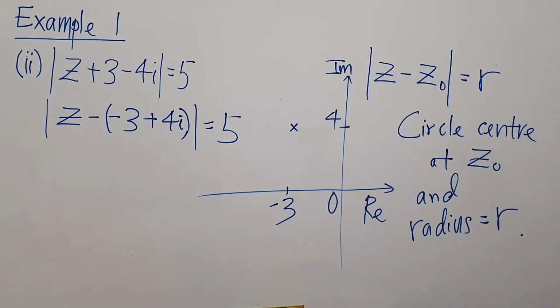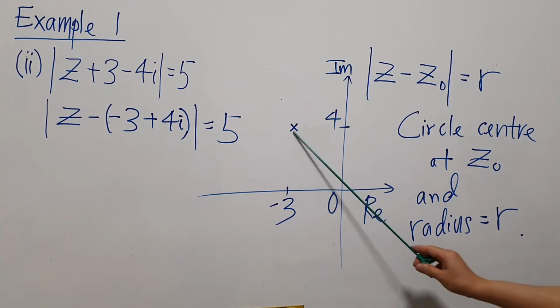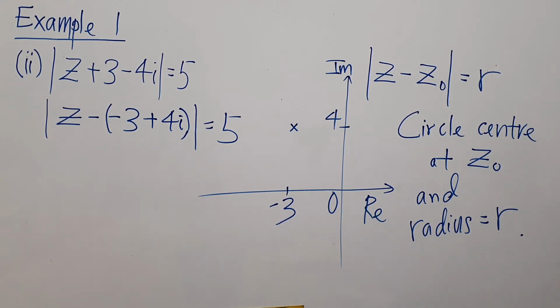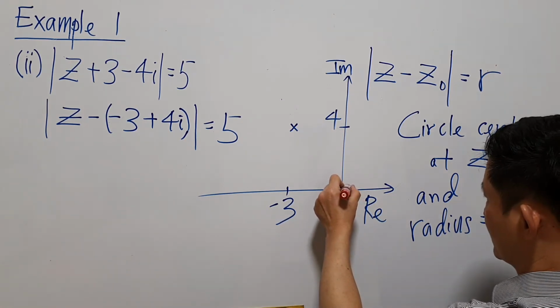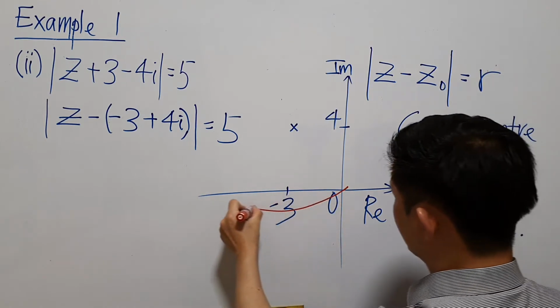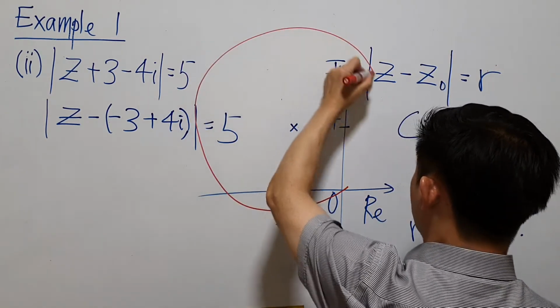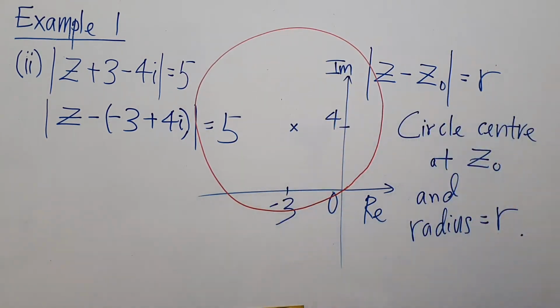Now you want to draw a circle whose center is at -3, 4, and the radius is 5. So what you should do is take an instrument set and draw this to scale. You will be able to draw a circle that will look like this. Drawing freehand is not easy. So you get a circle that's like this.